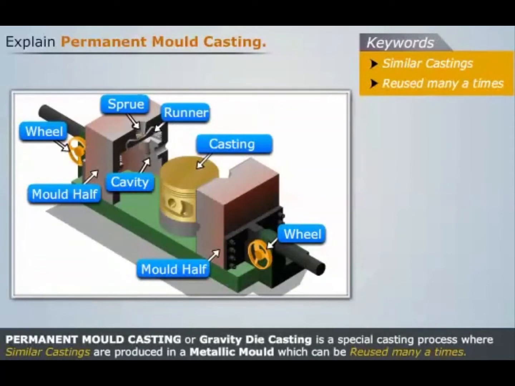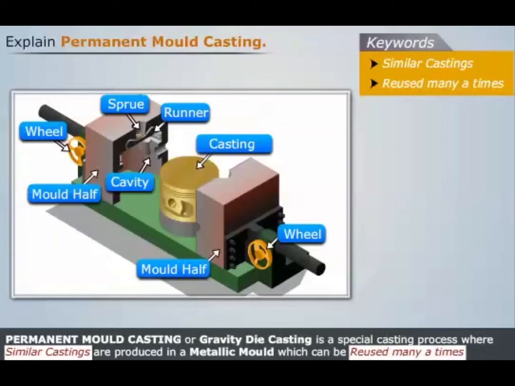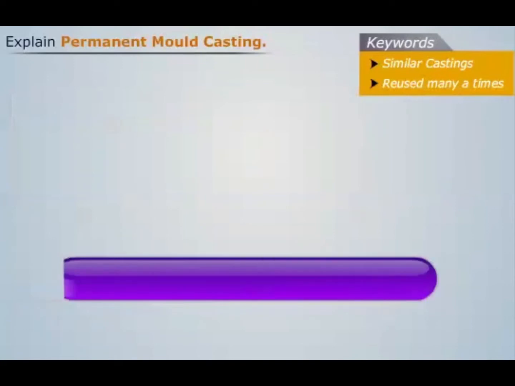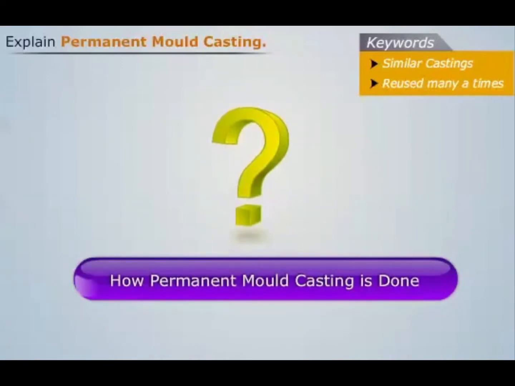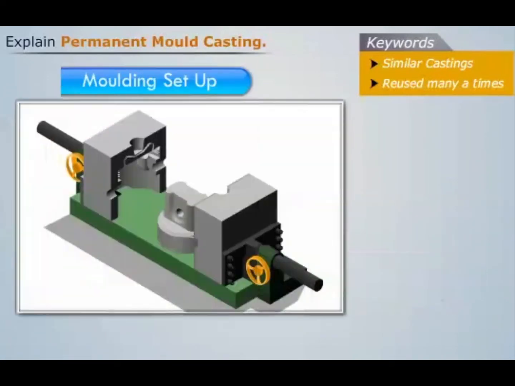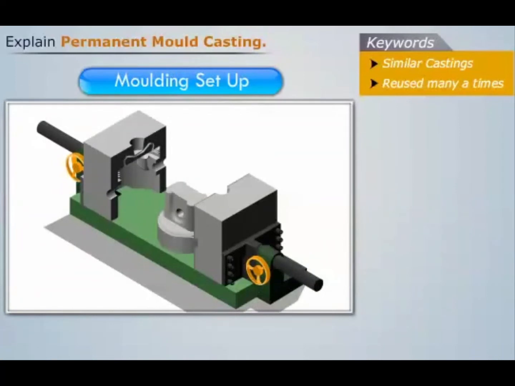Permanent mold casting or gravity die casting is a special casting process where similar castings are produced in a metallic mold which can be reused many times. Now let us try to understand how permanent mold casting is done. For this we need a molding setup as shown.